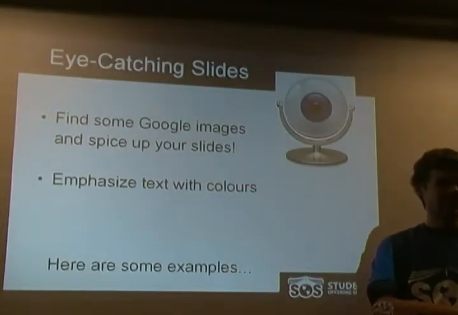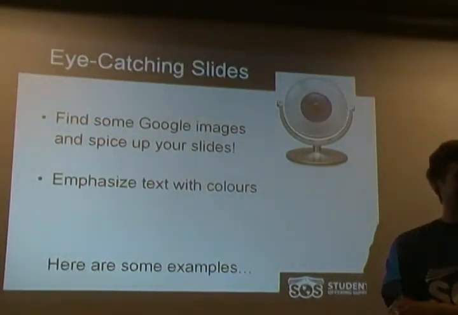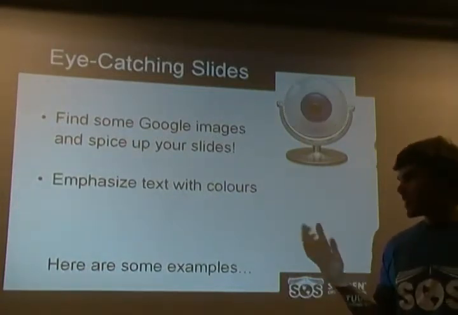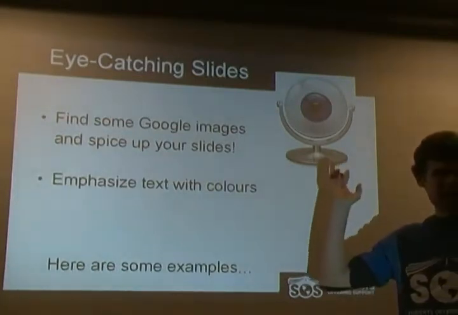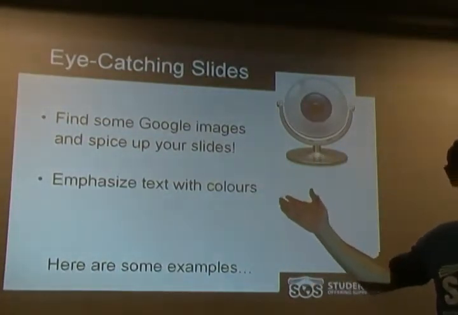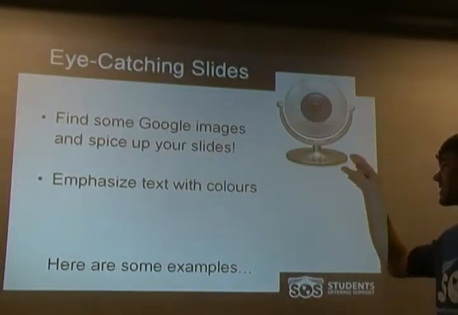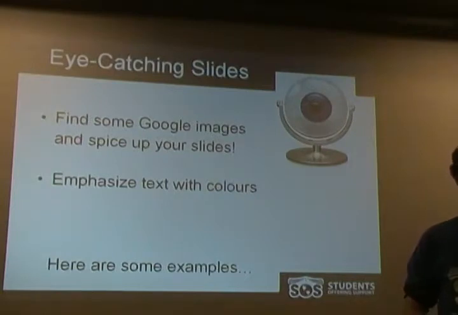All right, eye-catching slides. Find some Google images. Did that thing just blink? Sweet. Find some Google images and spice up your slides, and emphasize your text with colors as well. So don't overload with the images. Also, don't overload with the colors, but use them appropriately. They can be really great. Everyone's on the edge of their seat with this eyeball blinking at them right now. A cool little trick, if you want these animated things, I also had the guy walking across the screen on the move slide, if you noticed.